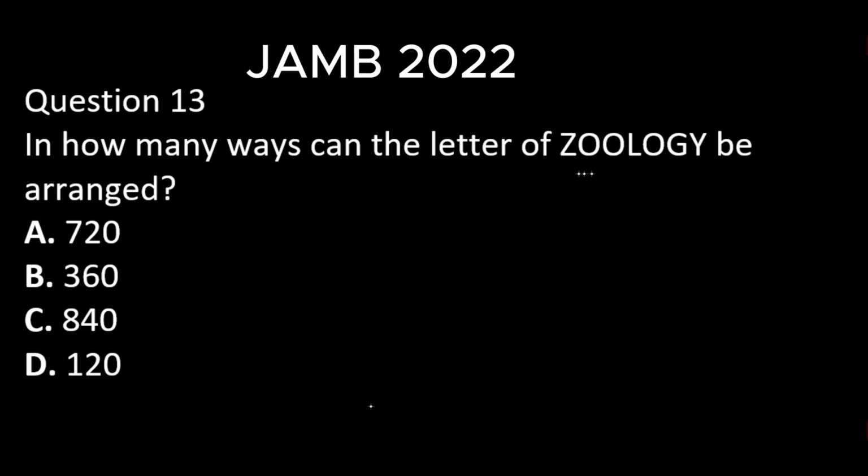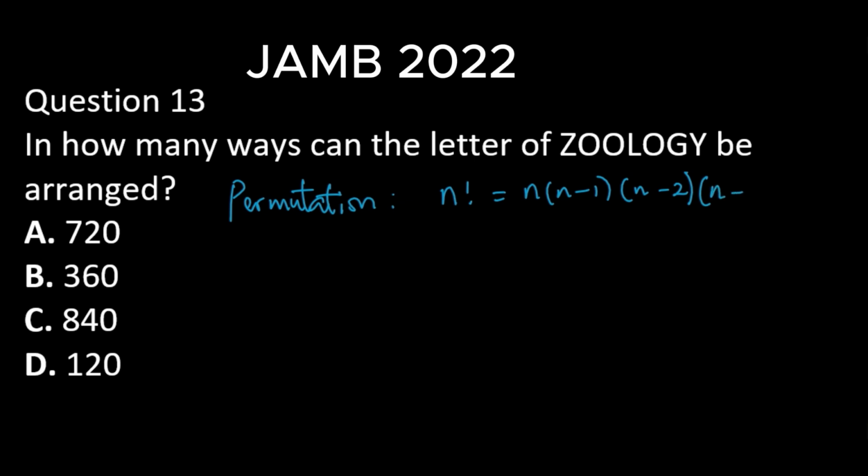In how many ways can the letters of zoology be arranged? Okay, we have to use permutation for this, for arrangements. N factorial is equals to n into brackets n minus 1, n minus 2, n minus 3 factorial. So for example, if you have 5 factorial now, it means it's 5 times 4 times 3 times 2 times 1. That is what 5 factorial is.